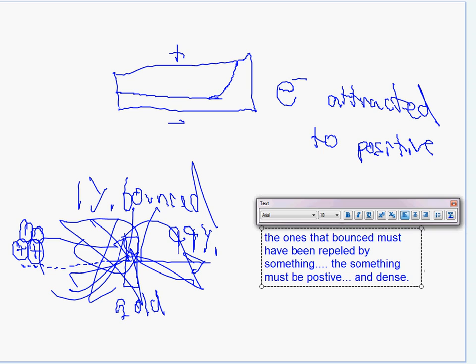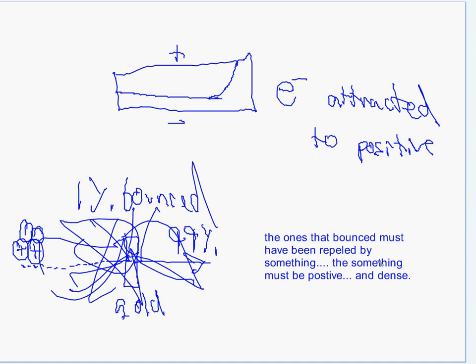and dense. Because if it didn't have a lot of mass, it would just get pushed out of the way. Because these alpha particles, they have 4 mass, right? They have 4 particles here. So it must be something positive and dense, and he decided to call this thing the nucleus.